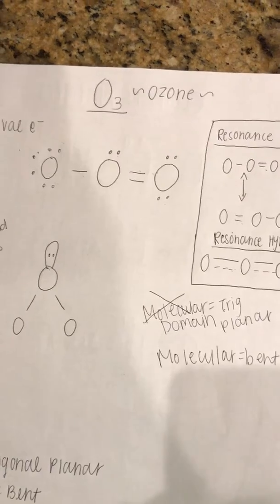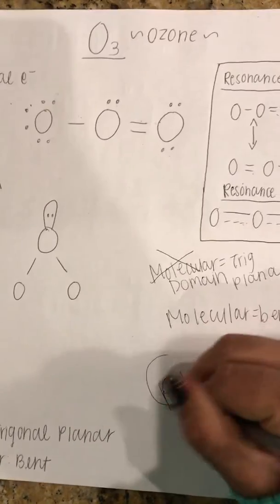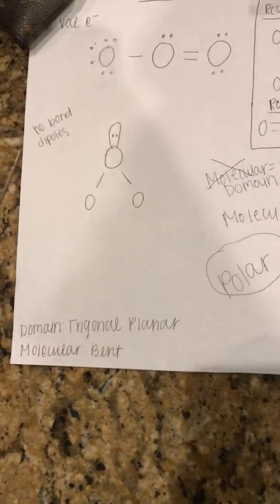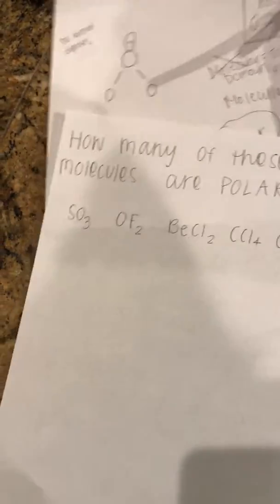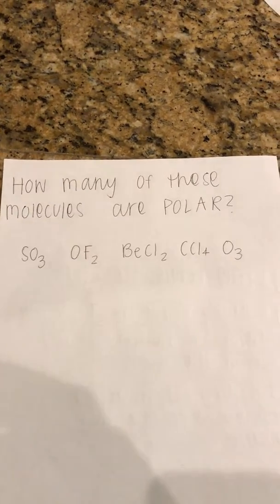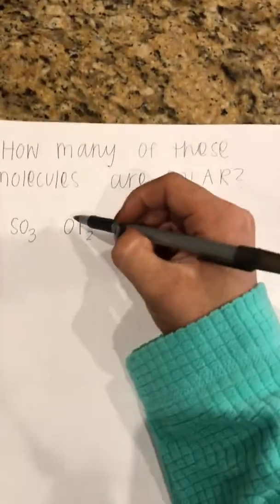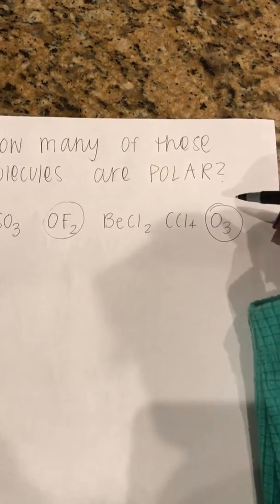So now we're in a position to answer the question that we were given. So this is polar. So now we go back to the original question, and it says, how many of these molecules are polar? So can you guess which ones are polar? It's OF2 and O3.